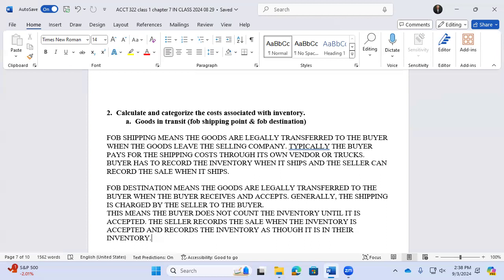Otherwise, inventory is understated. It's sold is over. This is where it becomes very important.